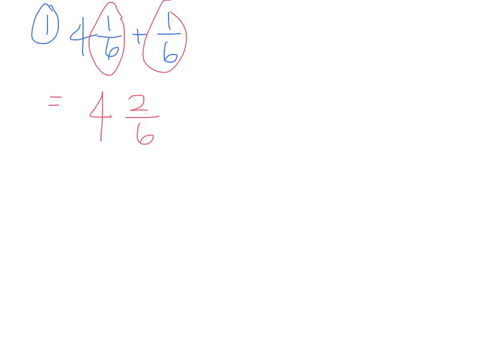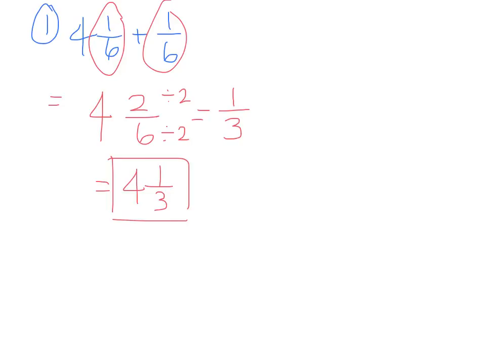So I have 4 and 2/6. Is this in simplest form? No, it's not. The numerator and denominator can be divided by 2. So 2 divided by 2 and 6 divided by 2 equals 1/3. So that equals 4 and 1/3. And that would be my answer. That was pretty easy because they have the same denominator.